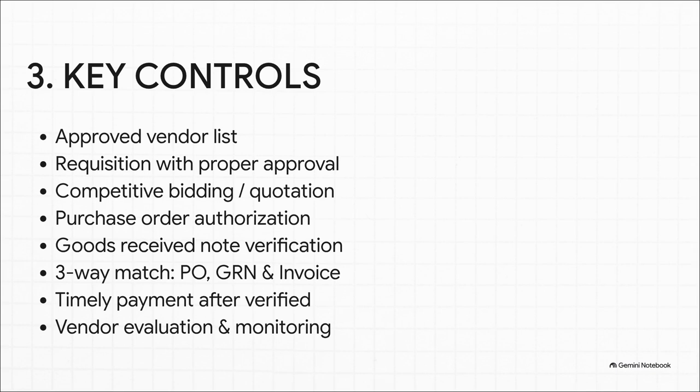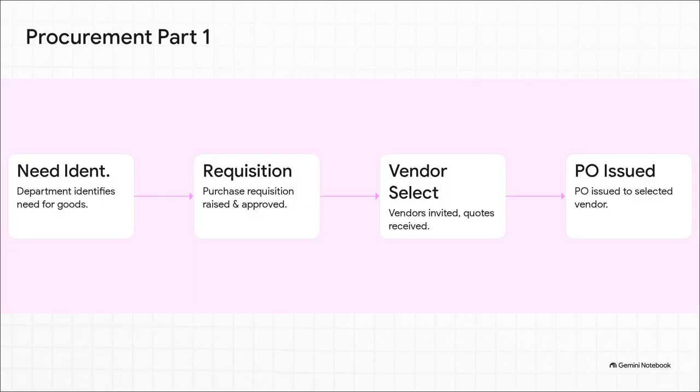From there, it moves through competitive bidding and strict PO authorizations, and it all culminates in what is arguably the most critical control of them all: the three-way match. That means verifying the PO, the goods received note, and the invoice all match up perfectly before a single cent is paid out. Plus, you need timely payments and ongoing vendor evaluation. Let's walk through the actual life cycle of a purchase to see how this flows.